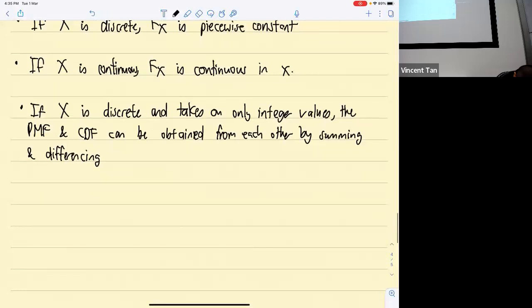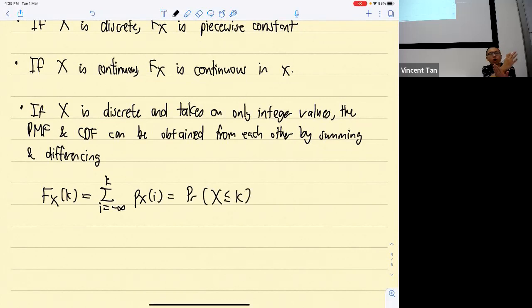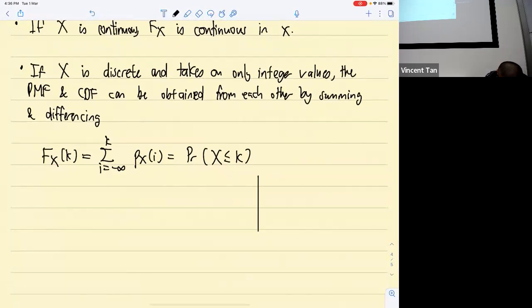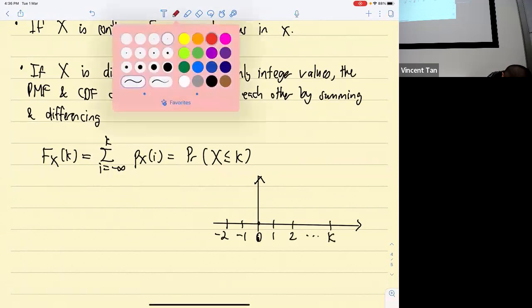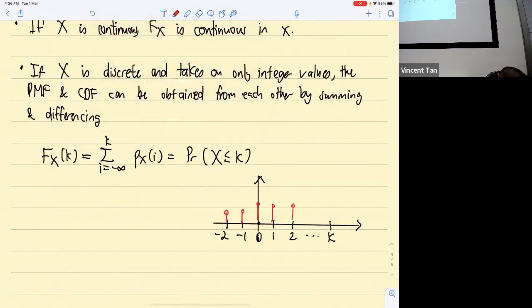So specifically, we have that the CDF F of x_k is a sum all the way up to k from minus infinity of p of x_i. So this is nothing but the probability that X is less than or equal to k. I'm looking at all the probability masses that can only sit on integers, and I'm summing them up. So the picture is as follows. I'm interested in the probability that X is equal to k. So I have -2, -1, 0, 1, 2, k, and I have some probability masses here. So what this means is that I'm summing up all the probability masses from minus infinity all the way up to and including k. Okay, so that gives me the CDF.